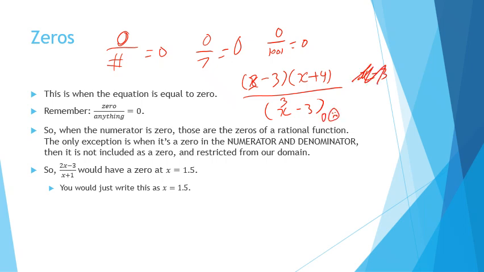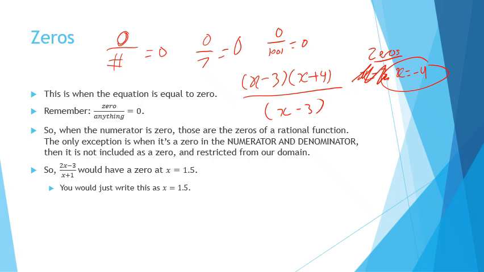We would have to exclude this, right? In terms of our zeros club, x equals 3 is not going to be a part of that because it also is restricted from our domain from what we just learned. And so here, our only zero of this function, let me simplify this function, should just be x equals negative 4.